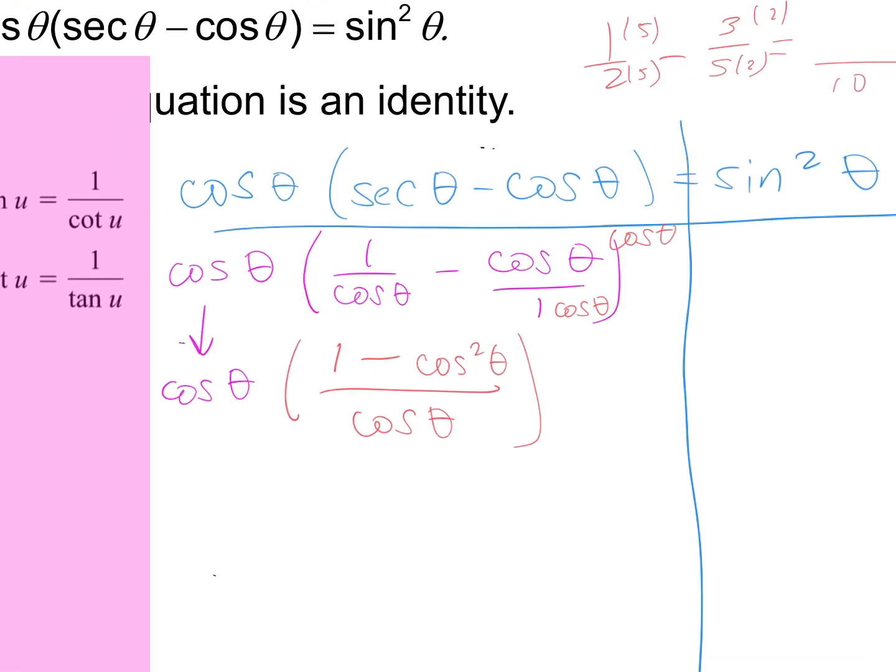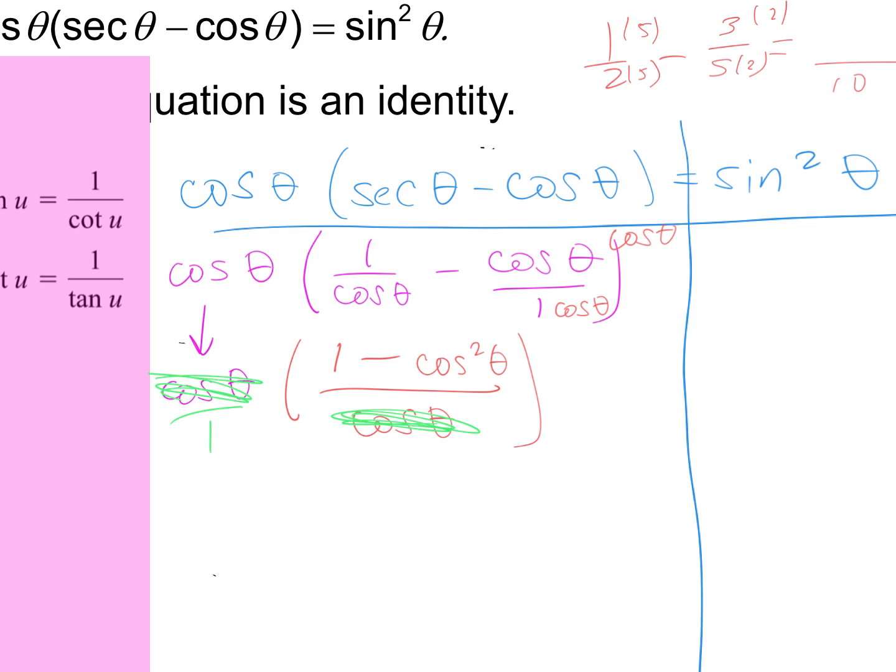So now, guys, you're looking and you're like, okay, what can I do? First of all, can I cancel out this cosine that's on the outside here with the one on the bottom? Yeah, because you're just multiplying. So those cancel out, and you're left with just 1 minus cosine squared.